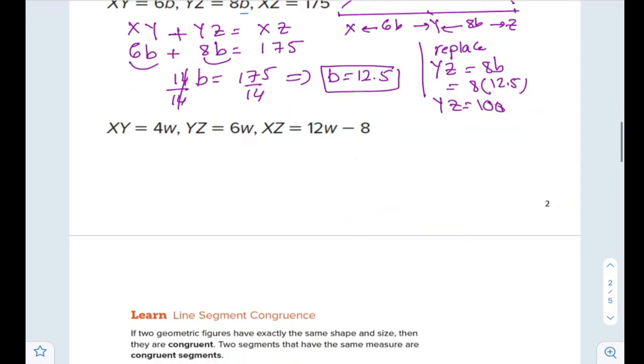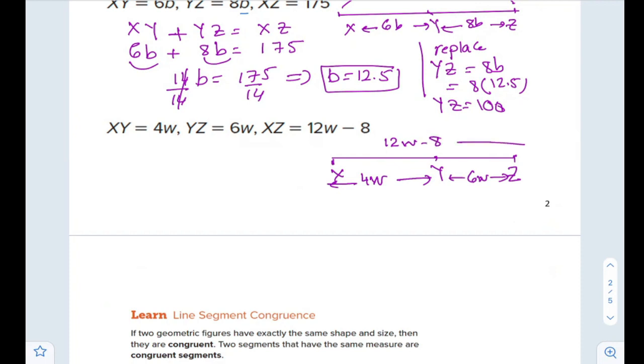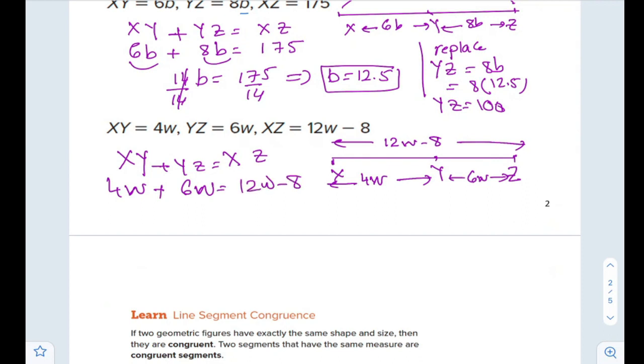Move on. We have now the same situation: Y is somewhere between X and Z. XY is 4W, YZ is 6W, and XZ is 12W minus 8. So we go to the same theory, the same postulate: XY plus YZ is equal to XZ. And replace: 4W plus 6W is equal to 12W minus 8.